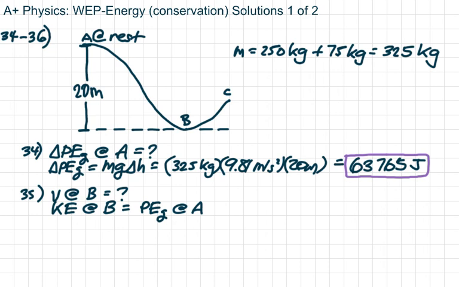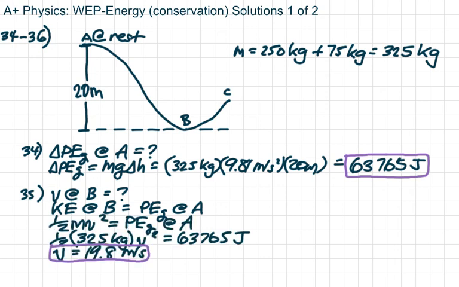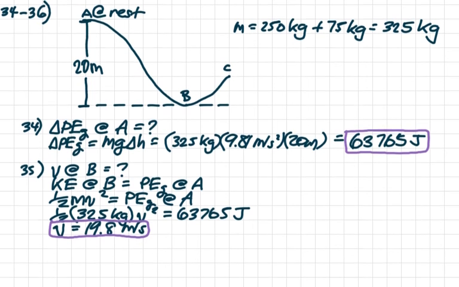63,765 joules. If we round for sig figs, that would just be 64,000 joules for 2 sig figs. 35, find the speed at B. Well, down at B, it's all kinetic energy and no gravitational potential energy because it loses the height, but that's where it's fastest. So if I want to know the speed at B, I can use the kinetic energy because the kinetic energy at B is the potential all the way up at A. So I know the potential at A, so let's do 1/2 mv² equals the potential at A, which was the answer to 34. Work the math out, you get 19.8 meters per second. Don't forget to take the square root because v is squared.